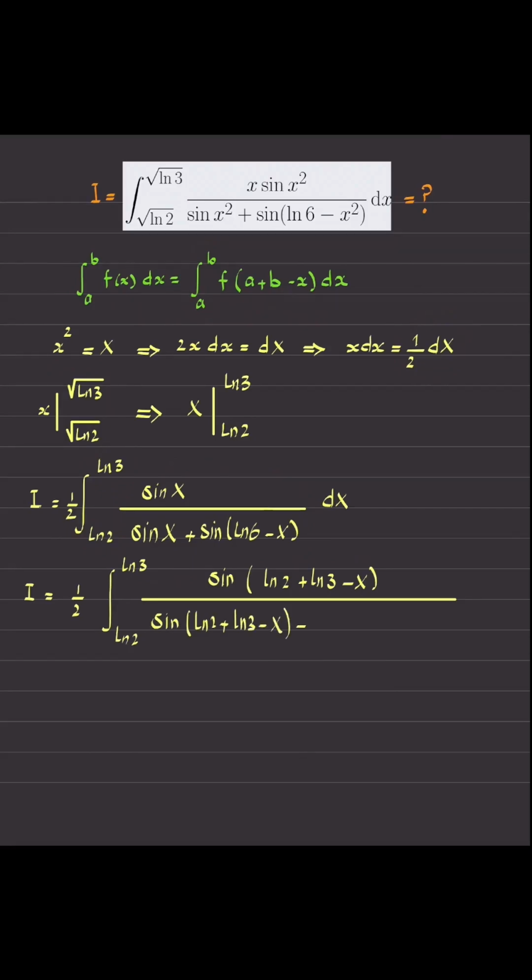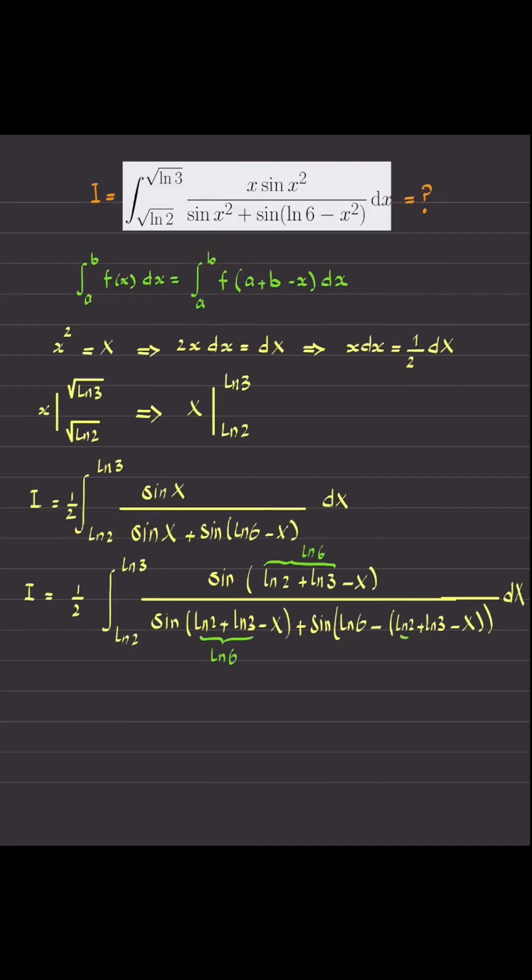And then plus sine of ln of 6 minus ln of 2 plus ln of 3 minus capital X. This is what I have. And then I have dx. But now I can do some simplifications because we know that ln of 2 plus ln of 3 can be written as ln of 6. This can also be written as ln of 6.